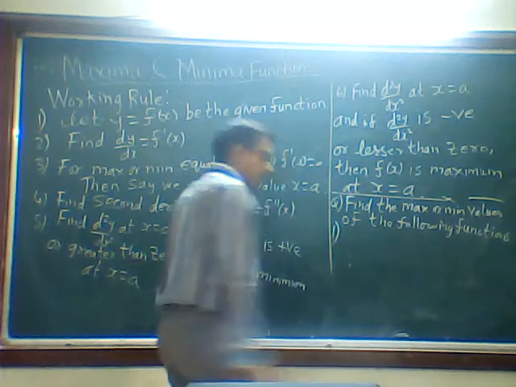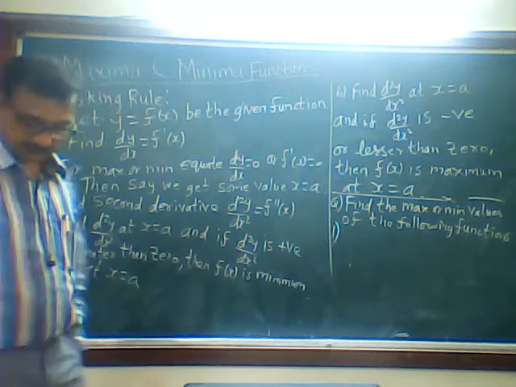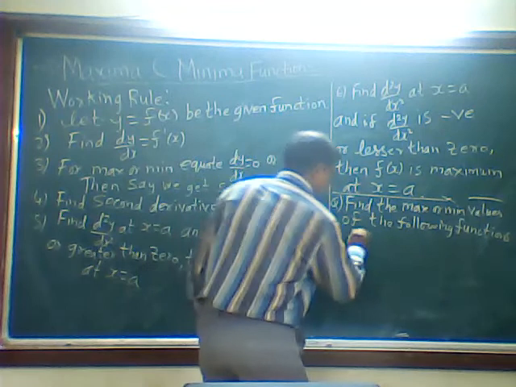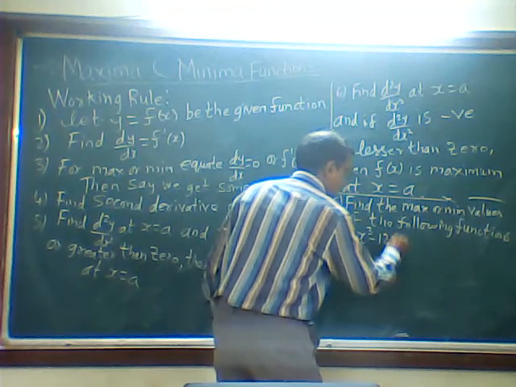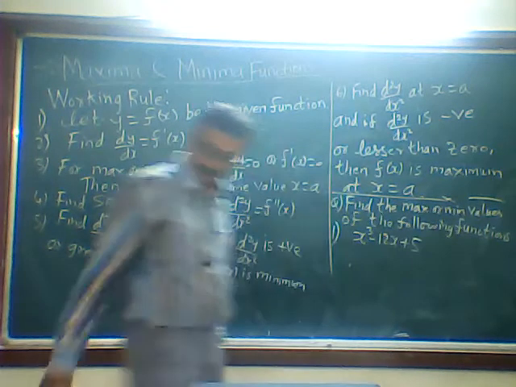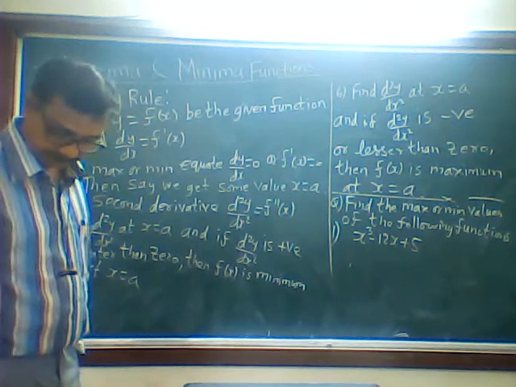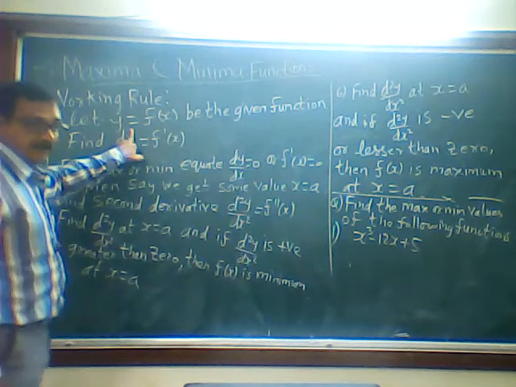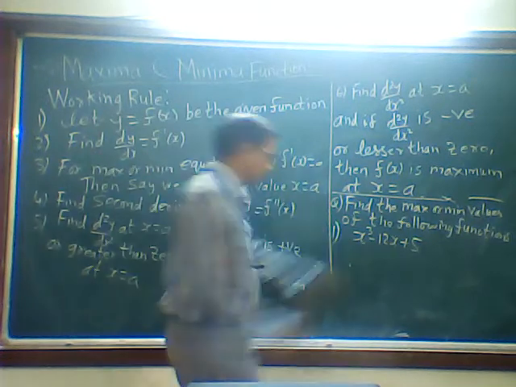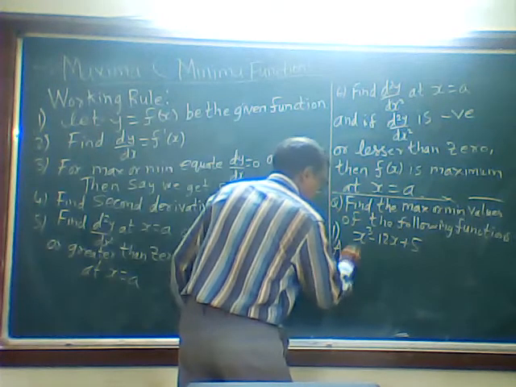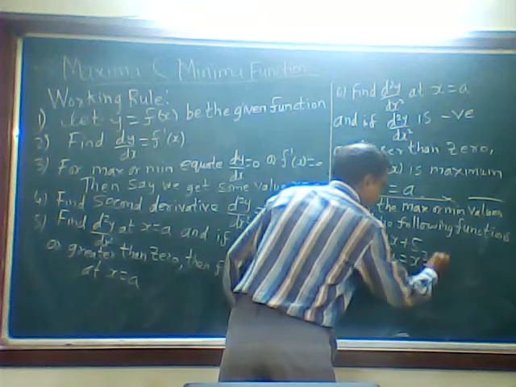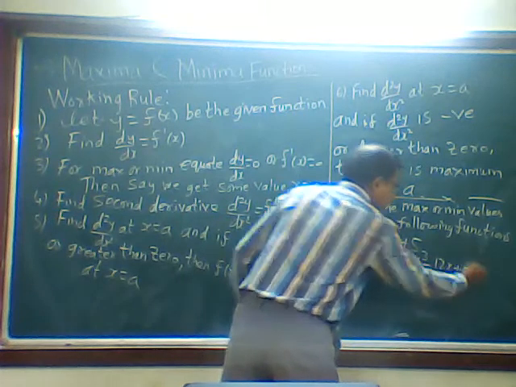Now in this problem number 1, what has he given? x cube minus 12x plus 5. So what will we say? First step here: let y is equal to f of x. Let y is equal to x cube minus 12x plus 5.